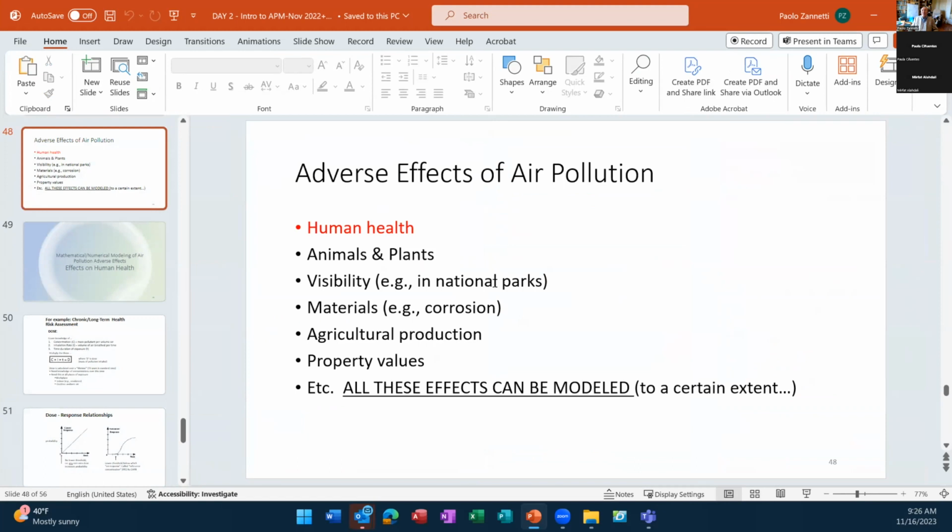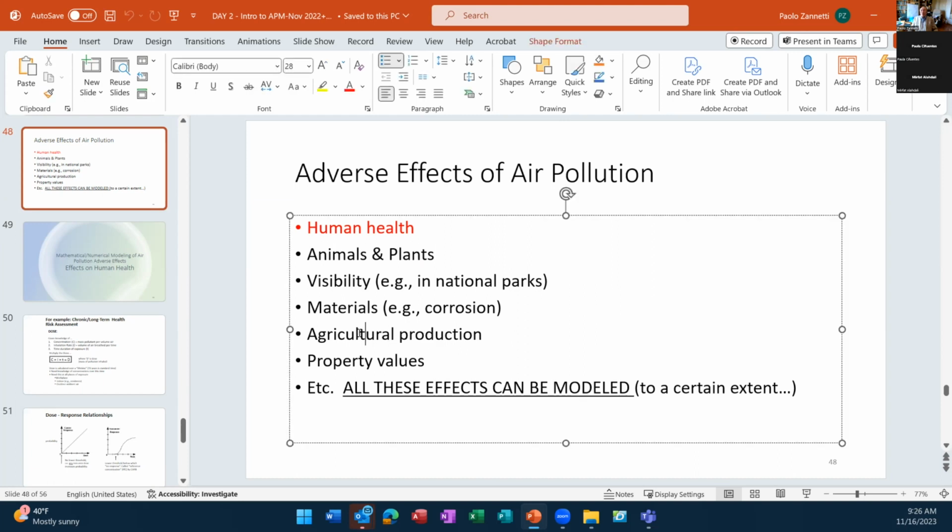So visibility, for example in the United States, in national parks, we are very concerned about visibility. We want people to be able to visit the Grand Canyon and have a very big visibility of 40, 50, 60 miles without having haze, without having pollution. Agricultural production, sometimes air pollution may damage plants and fruits and vegetables. Property value: if you are near a bad area with air pollution, the property value of your home will decline. So all these things can be modeled, and we have algorithms and formulas and models to do that.